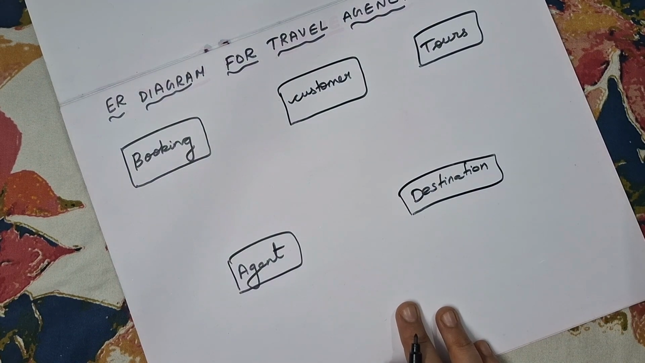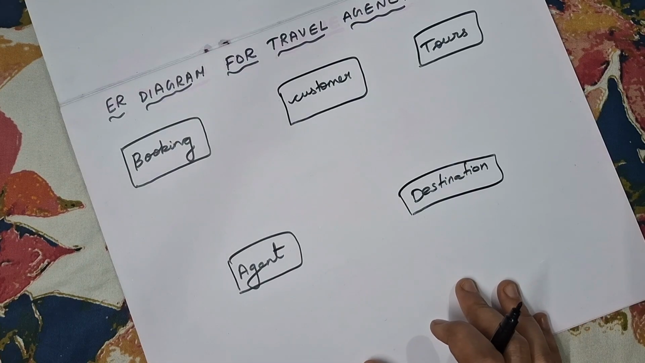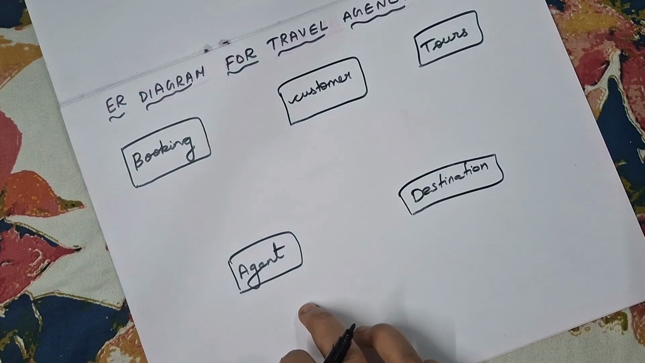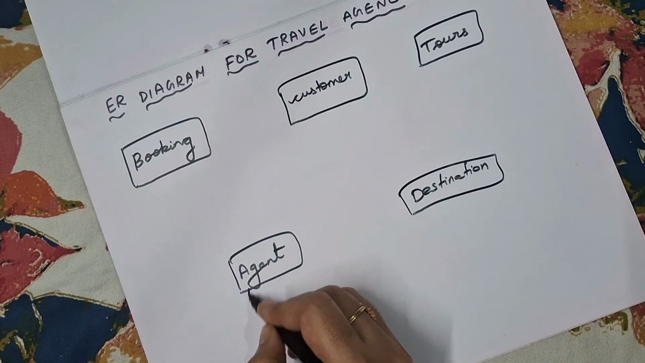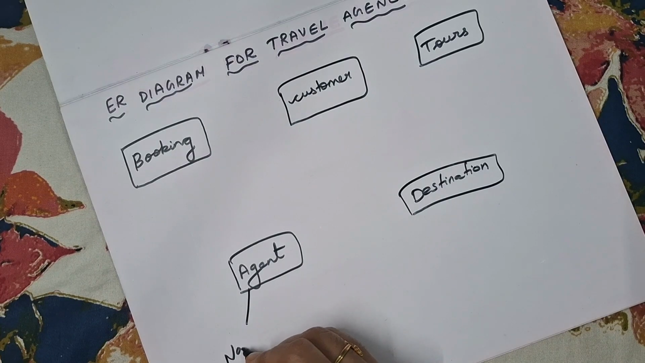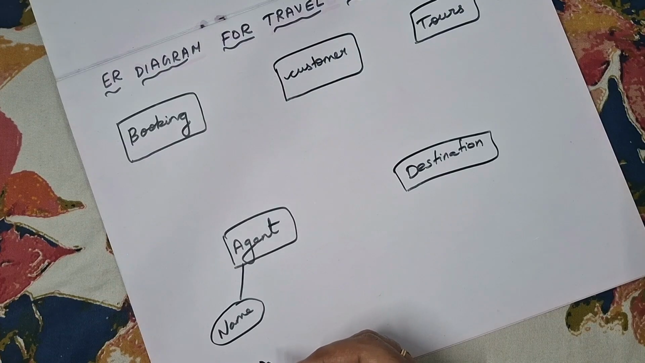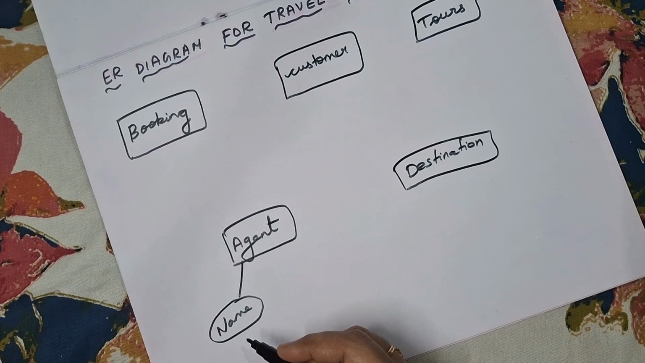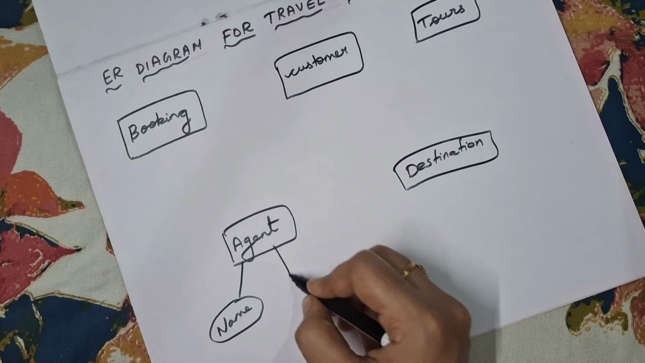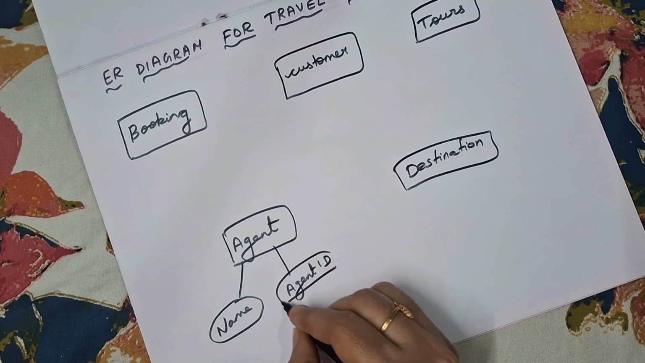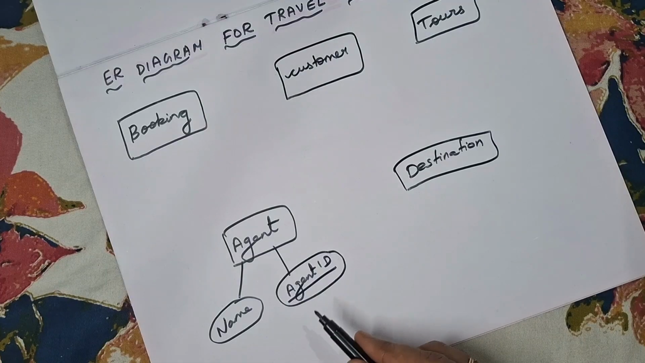This was the first step. The second step is you need to identify the attributes for every single entity and write them. So what are all the attributes of the entity agent? Name of the agent. Agent will have a name, so it must be written inside the oval shape. So name is an attribute of the entity agent. Next is agent ID. This must be underlined and written inside the oval shape. It is underlined because it is a primary key.